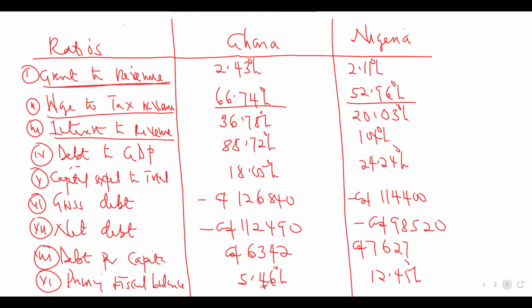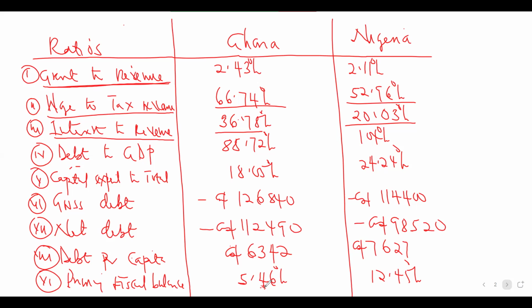Okay, that is it. Interest to revenue. Interest to what? Revenue. The interest to revenue of Ghana is what? 36.78%. And Nigeria is what? 20.03%. Which of these countries is doing better? Nigeria. Okay, so what is the meaning of the 36.78% and the 20.03%?